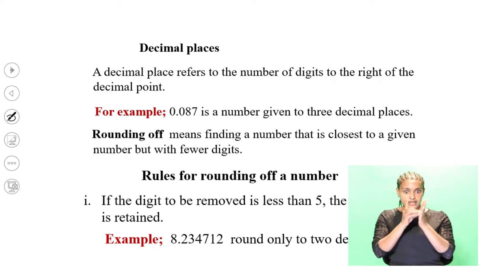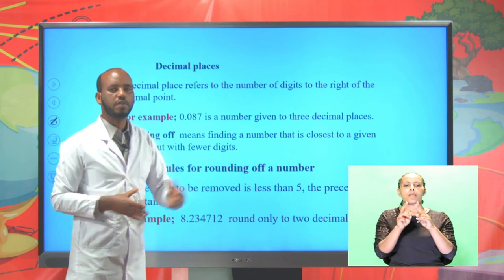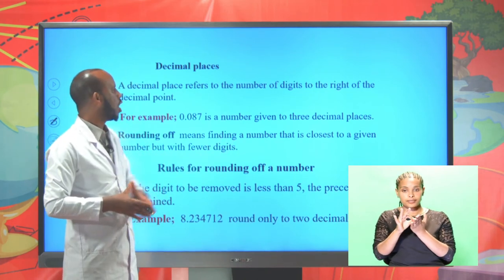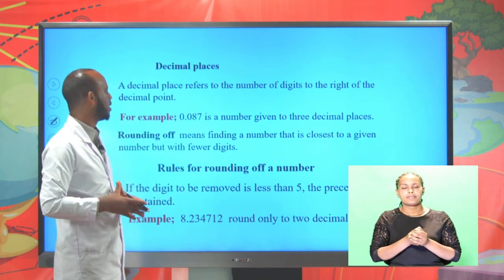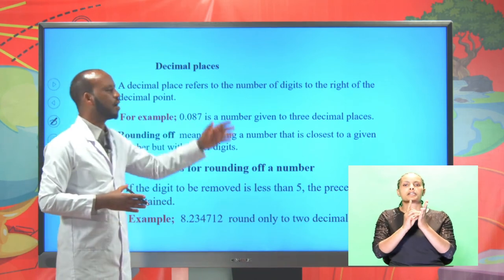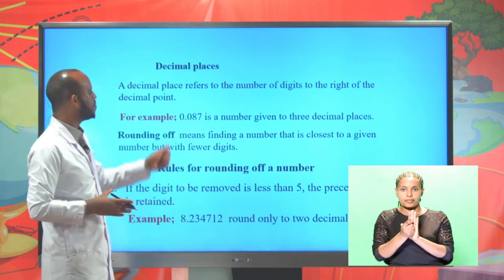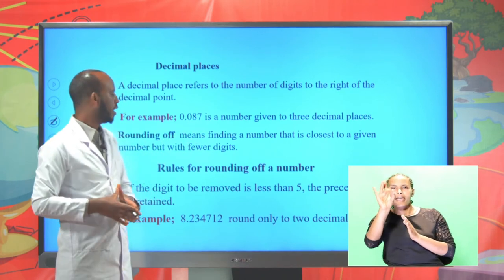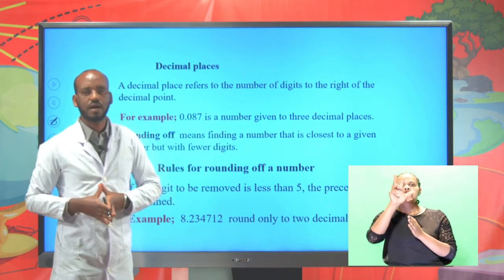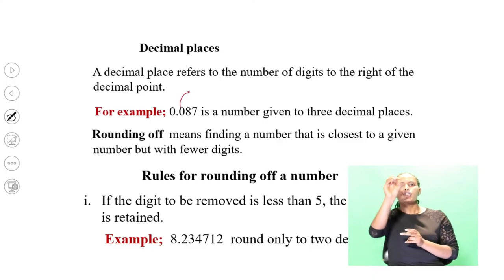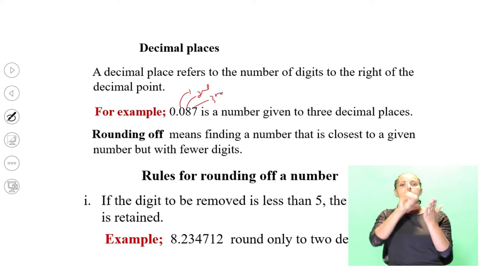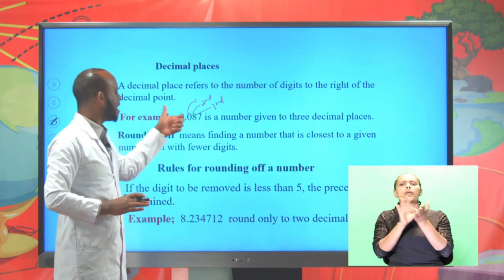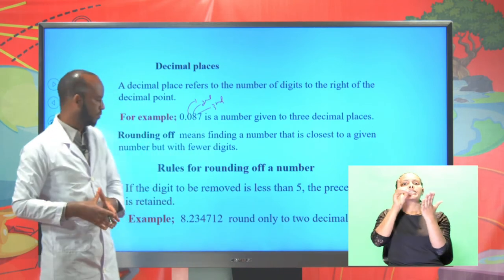Decimal places. Decimal place refers to the number of digits to the right of the decimal point. For example, the number 0.087 is a number given to 3 decimal places. This 0 is the first decimal place. 8 is the second decimal place. 7 is the third decimal place. Therefore, this number is a number given to three decimal places.